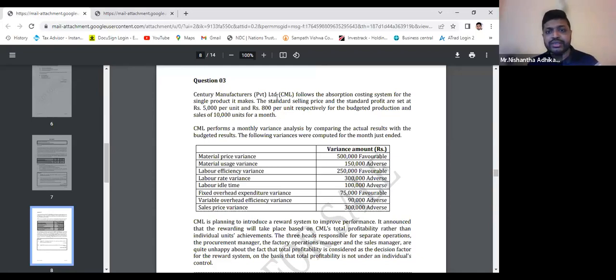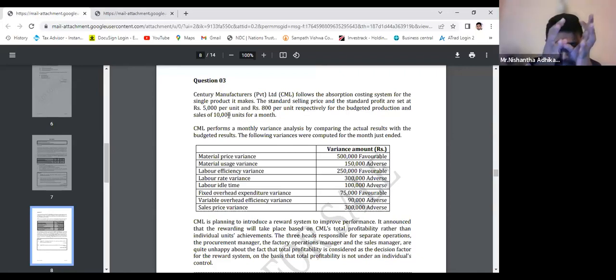Century Manufacturers Limited, CML, follows the absorption costing system for the single product it makes. The standard selling price and the standard profit are set at 5,000 per unit and rupees 800 per unit respectively for the budgeted production and sales of 10,000 units.